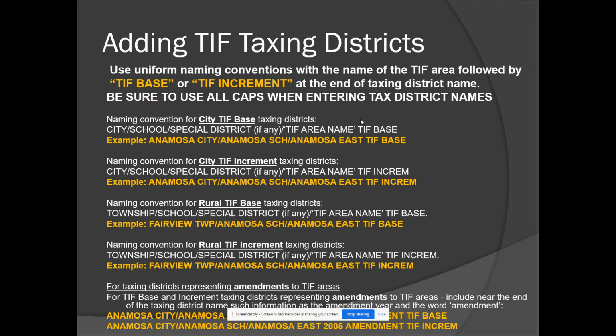And just keep in mind, if you have TIF base and increment districts that represent amendments to existing TIF areas, it is very helpful to indicate that it is an amendment within the taxing district name. So, you could include the year if that's helpful, or the specific name of that amendment. But if you include it in the taxing district name, it does help for future reference.